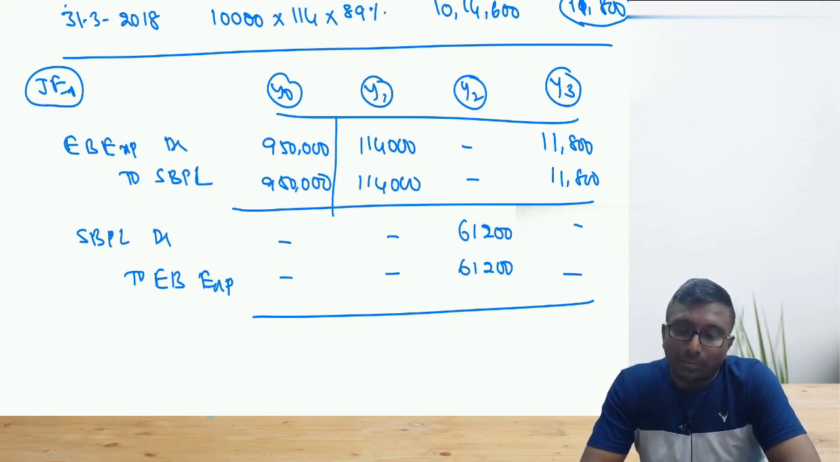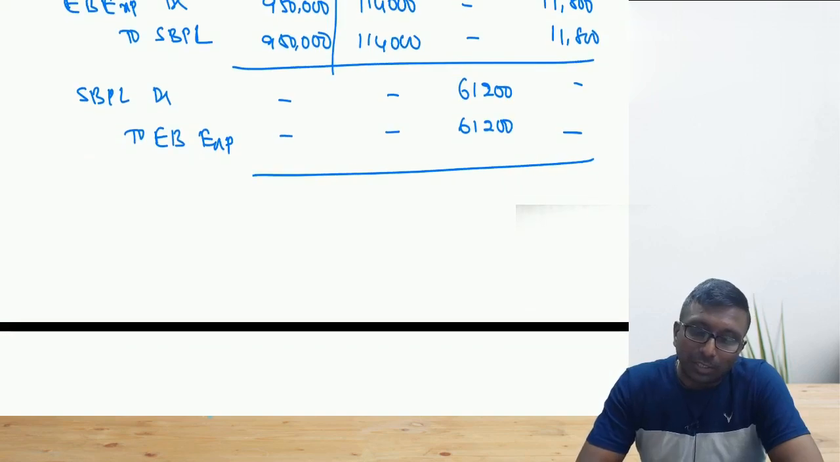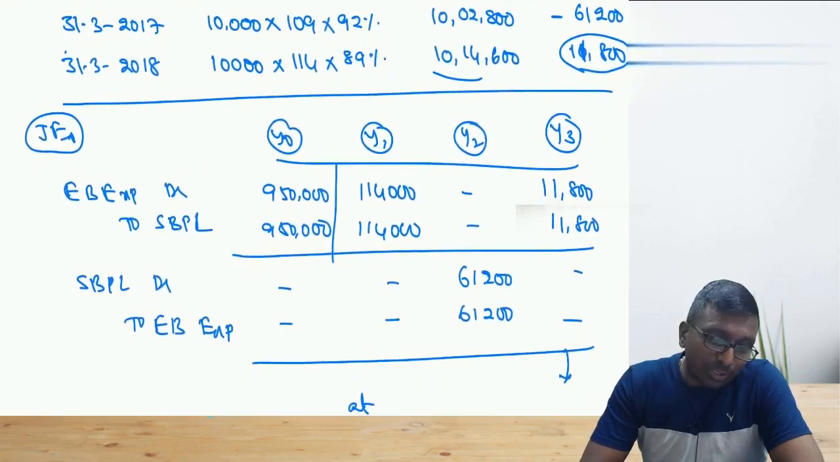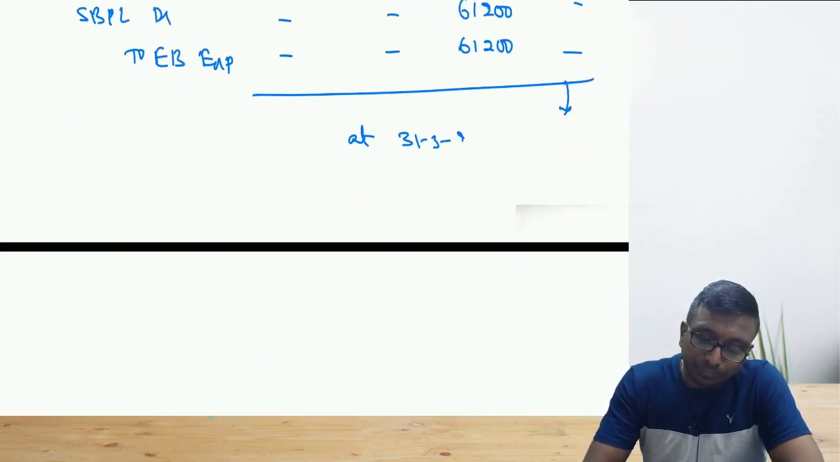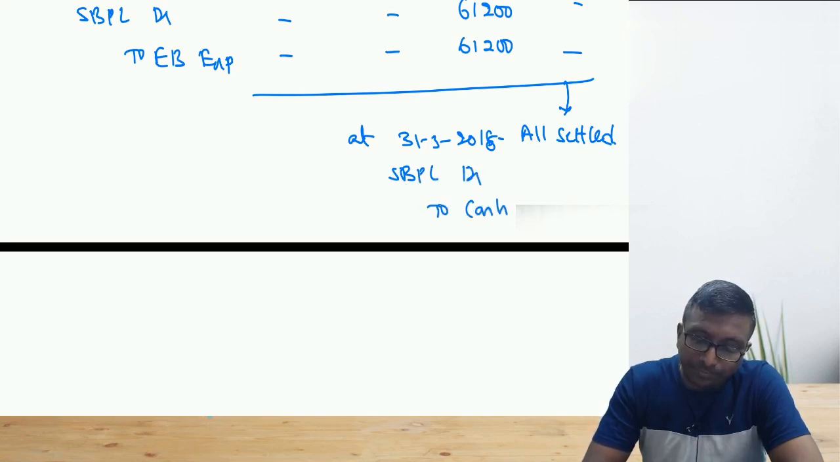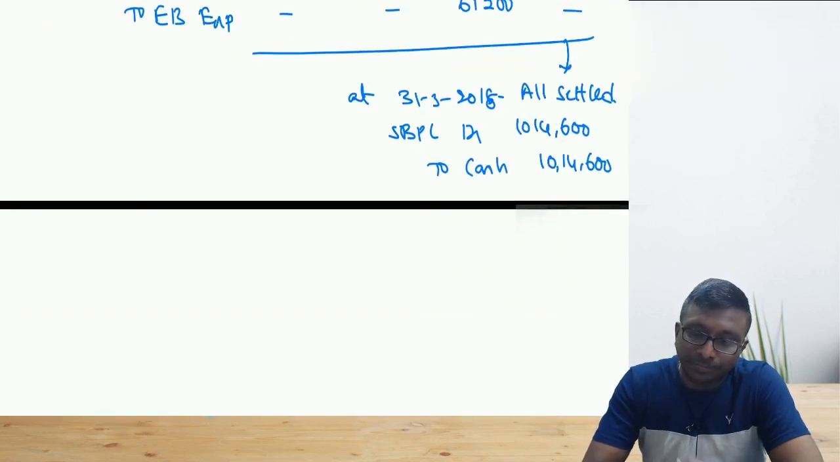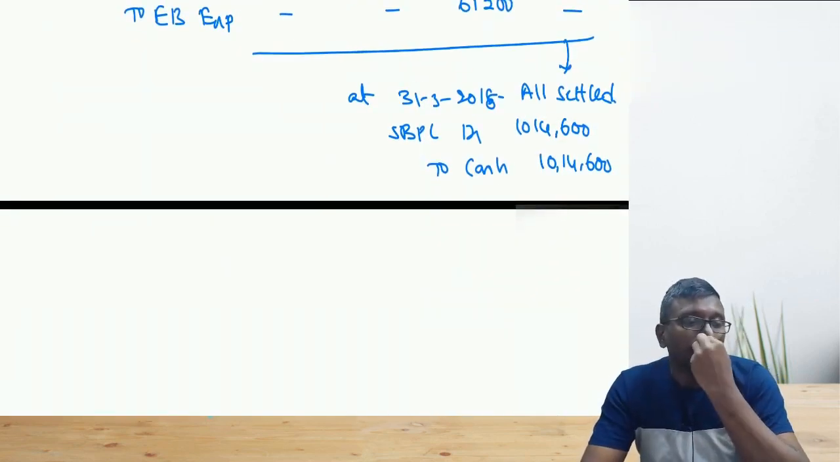Fine. Here the assumption is that all the people have settled on the last day, right? Fine. You can write it on which day? 31st March 2018. All settled. Yeah, SBPL account debit to cash, 10,14,600. 600, na? 10,14,600.